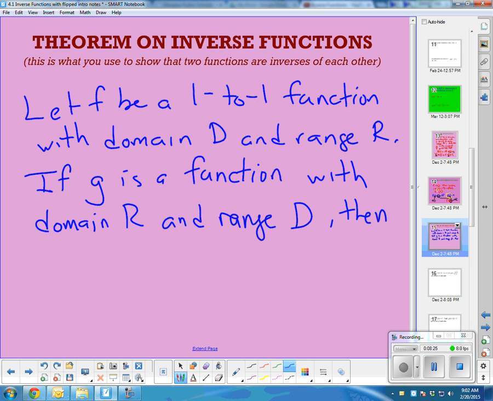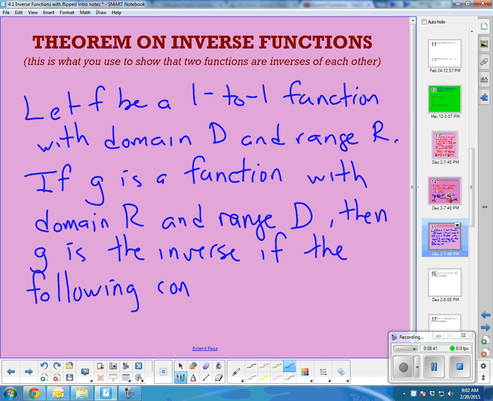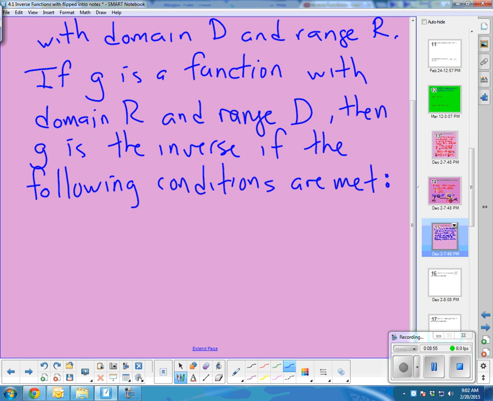Then, if-then statements, it's a theorem. g is the inverse of f if the following conditions are met. Now, note the plurality of it. And it is indeed, you need both conditions to be met to have this. So our first condition says that g of f of x equals x for every x in D.